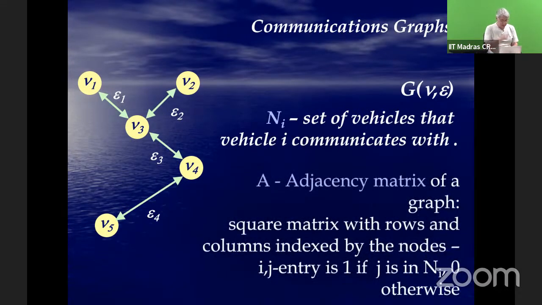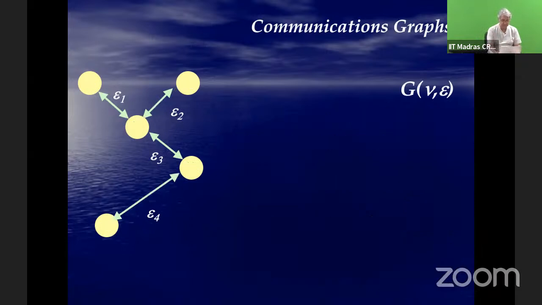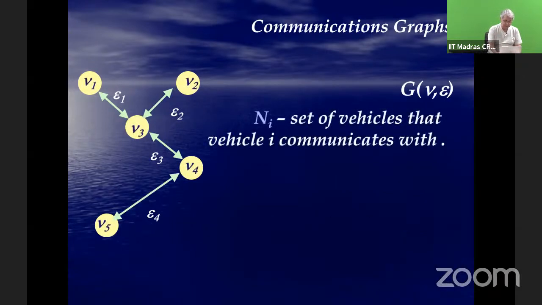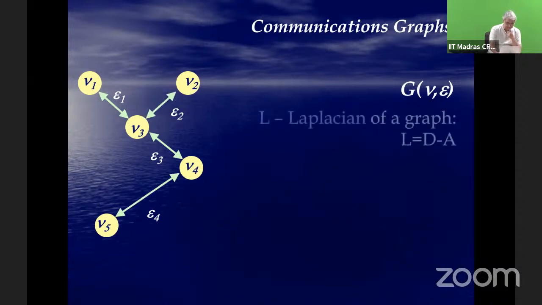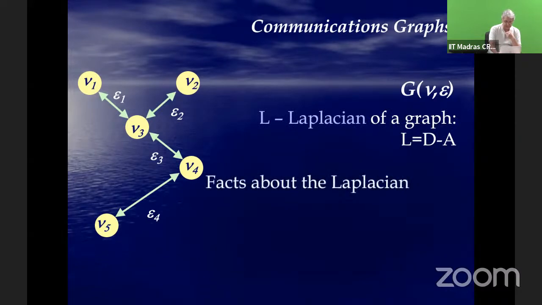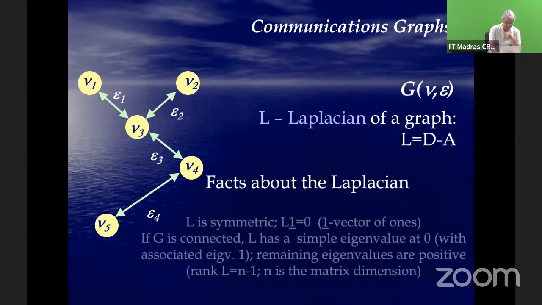And then there's a beautiful concept called the adjacency matrix of a graph. It's a square matrix that essentially tells you which vehicles communicate with other vehicles. And then there's the degree matrix of a graph, where for each vehicle, it tells you how many neighbors it communicates with. And then finally, given these two, you can cook the very, very important concept of the Laplacian of a graph.